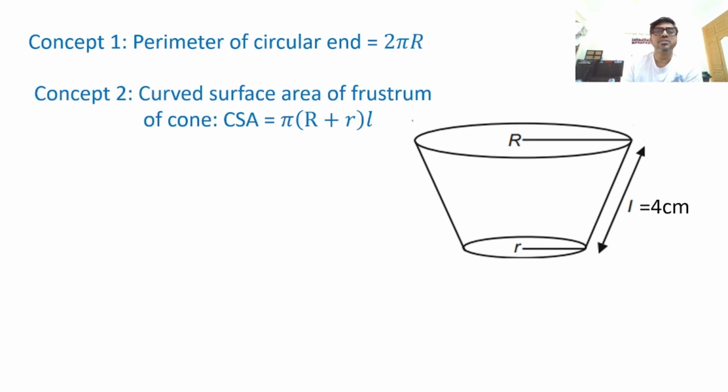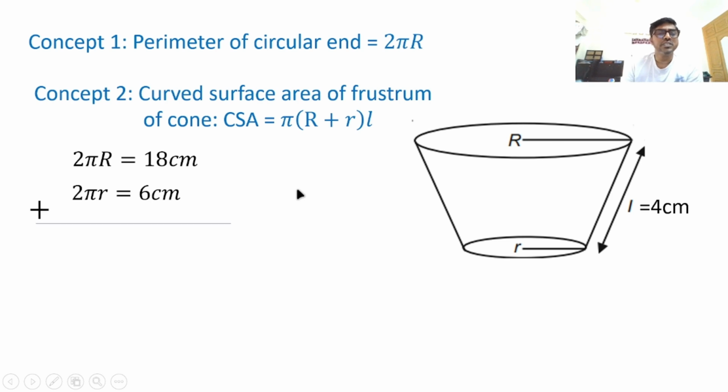The other formula is the curved surface area of the frustum. The derivation I'm not going to look at now. Curved surface area of a frustum is pi into capital R plus small r into the slant length. The derivation, if required, we will do it separately. So these two are the formulas we are going to use. Now let us start with what is given. They are given the perimeter of the upper end, 2 pi capital R is 18 centimeters, and 2 pi small r, the perimeter of the lower end, is 6 centimeters. So given these, we need to find this.